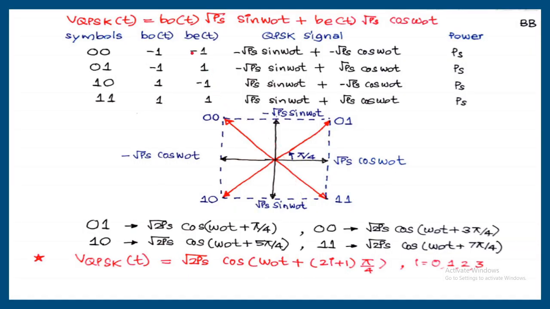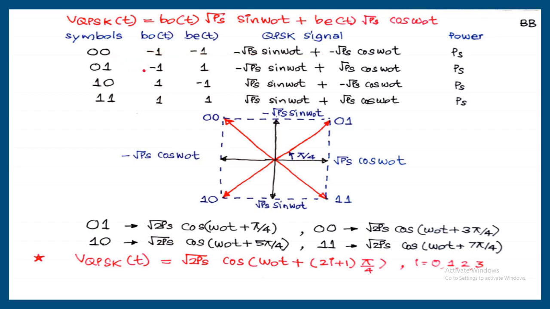That expression is again written here, b0 root Ps sin omega 0t plus b1 root Ps cos omega 0t. These are the four combinations and the corresponding voltages are written here. 0, 0 will be represented as -1, -1, and then do the substitution here. -1 into root Ps sin omega 0t plus -1 into root Ps cos omega 0t. This is the signal for 0, 0 transmission.